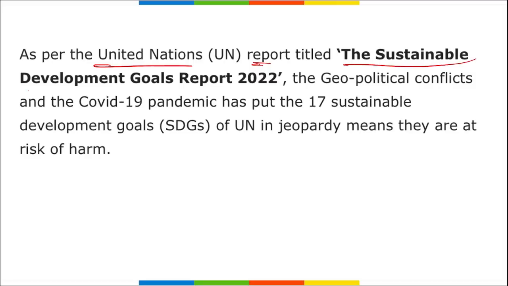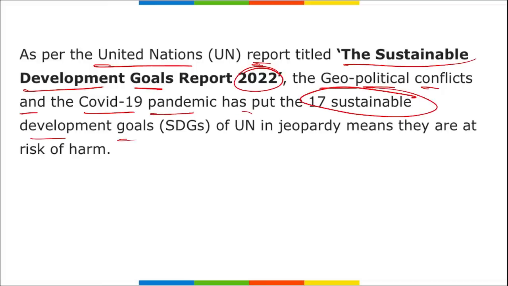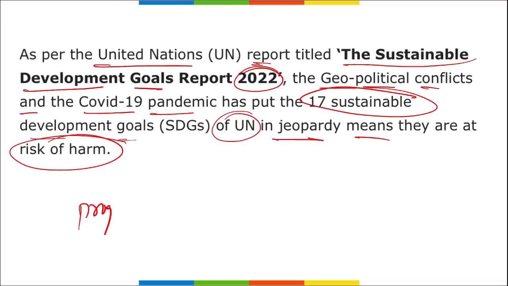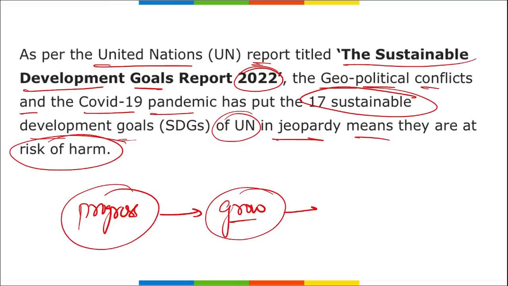All right, and similarly you can see here that as per the United Nations report titled the Sustainable Development Goals Report of 2022, the geopolitical conflicts and the COVID-19 pandemic have put 17 sustainable development goals of the UN in jeopardy, meaning that they are at risk of harm. That means if we want to progress and if we want our economy to grow, we are even ready to jeopardize our environment and even risk the clean environment in order to get more energy, which will directly impact our environment.